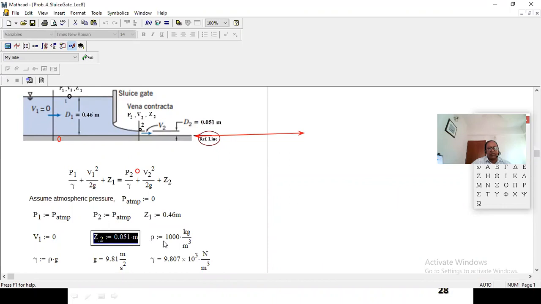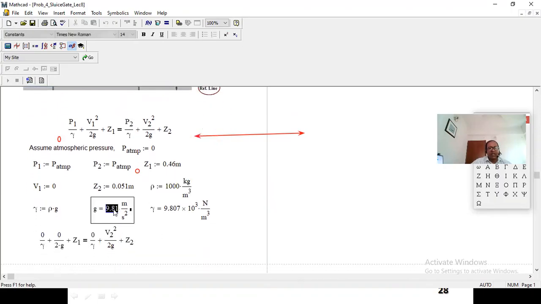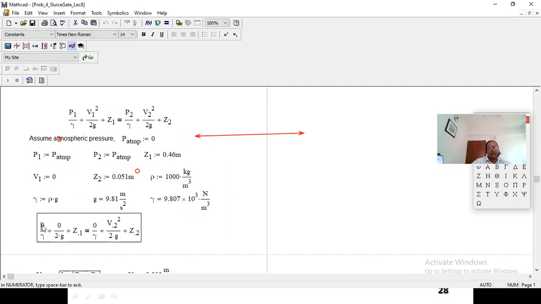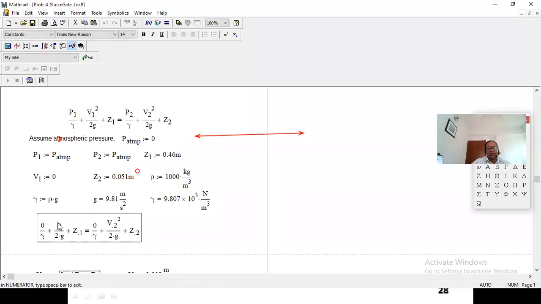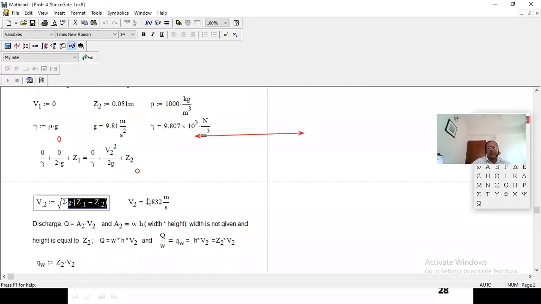Z2 0.051. Then rho you need to figure out. Rho is 1000 kg per meter cube. And then figure out the gamma, Z value this much, you get gamma. Okay, now all the values you put over here. So P1, we are assuming atmospheric pressure equal to 0. So P1 0, V1 0, this is Z1, gamma, P2 0, V2, Z2. So from here, Z1 we know, Z2 we know, you can figure out easily V2. So you figure out the V2 from here. You get V2 equal to this many meters per second.